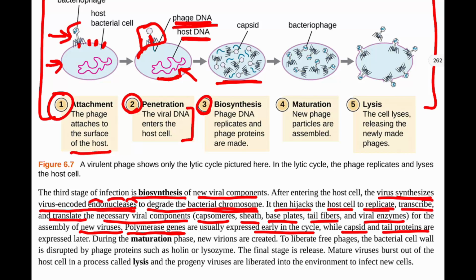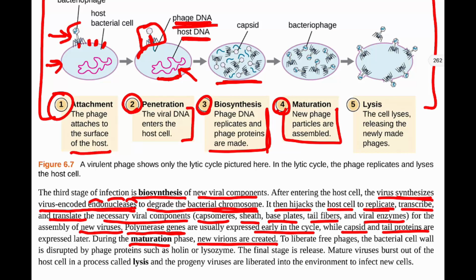Then the next one, step 4, is maturation. So during the maturation phase, we have our new virions created. In step 3, we make all the components, and then in step 4 is when they take all those components and stick them together the way they're supposed to be to make new viruses.